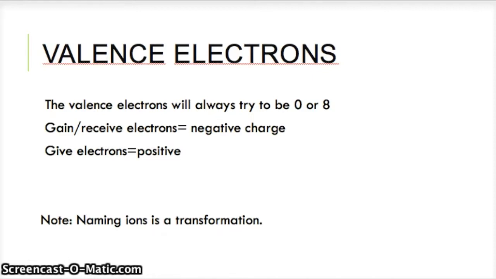Gaining or receiving electrons will be a negative charge. If they give off electrons, it will be a positive charge. Note: naming ions is a transformation.